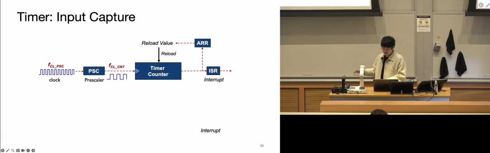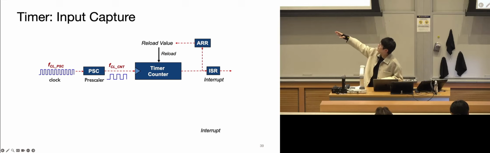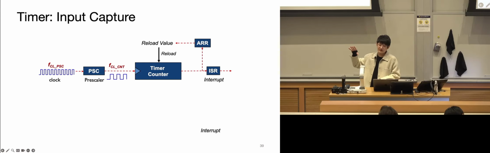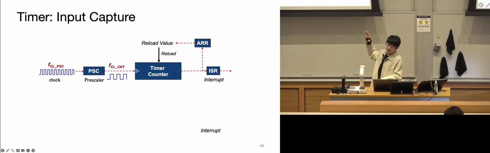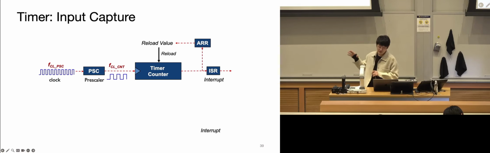To give you a high-level overview, first we have the clocking. You have a prescaler to scale down the fast clock before you feed it into a timer counter. This timer counter is linked to an ARR, the auto reload register. You usually have a number that you can set, and whenever the counter reaches that number, it triggers an ISR, an interrupt.